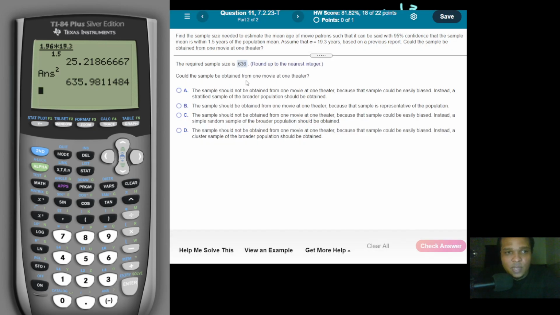Okay, could the sample be obtained from one movie at one theater? All right, so once again, I didn't even read the subject matter. Find the sample size needed to estimate the mean age of movie patrons such that it's said to be 95% confident that the sample mean is within 1.5 years. All right, so this is ages of people watching movies, not just one movie. Could the sample be obtained from one movie at one theater?